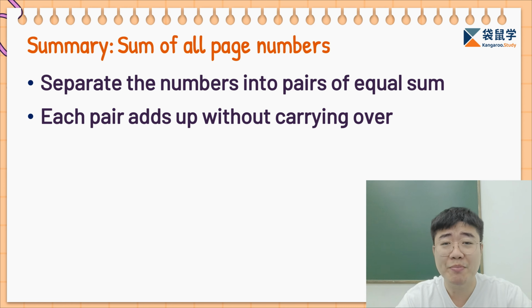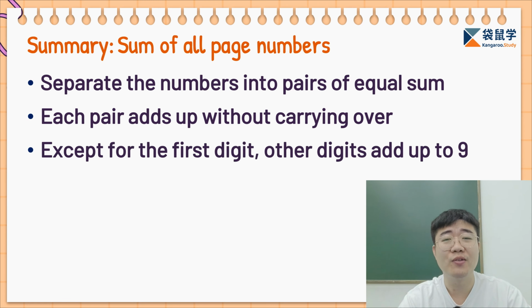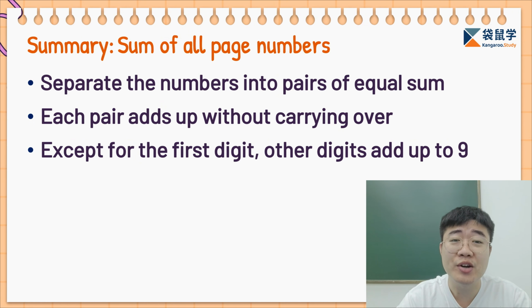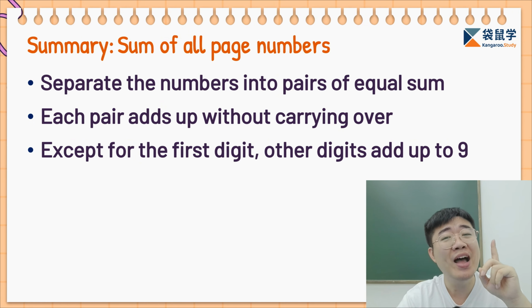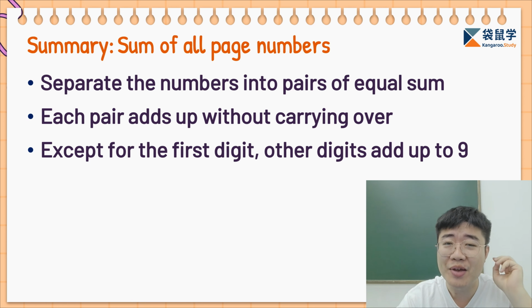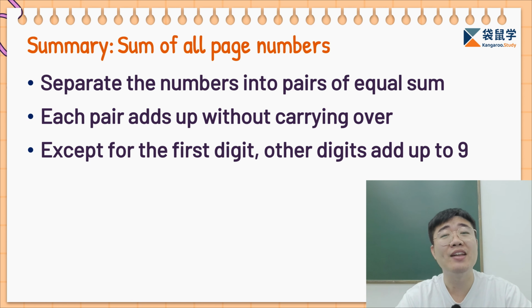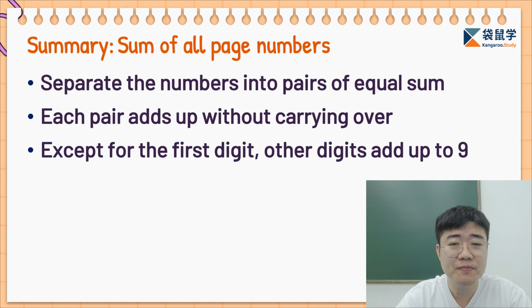And to make sure this happens, we just need to make sure that for every single digit, other than the first digit, it always adds up to a total of 9. This way, there will be no carryover to the next place. So the 0, you always look for 9. The 1, you look for 8. 2, look for 7. 3, look for 6. And the 4, you look for 5.